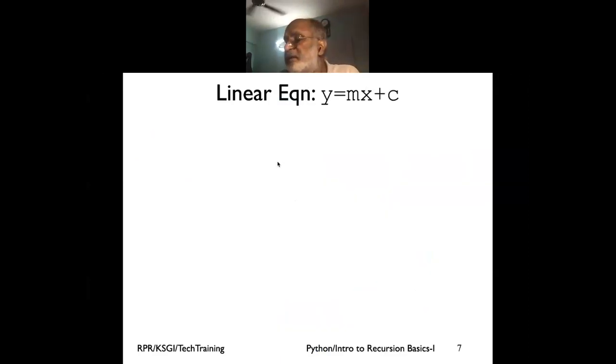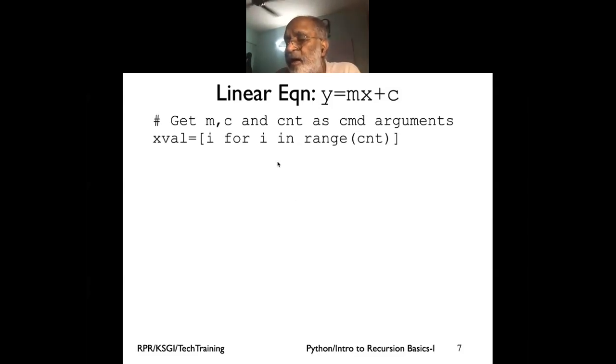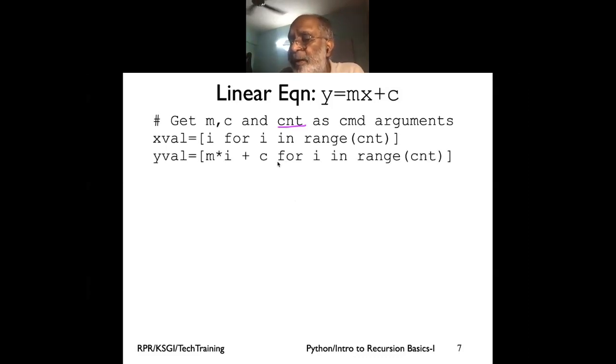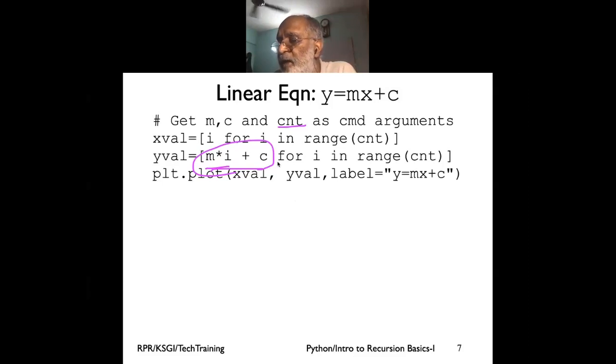Let's say I want to write a generic equation where M, C, and the number of points are command line arguments. So I would say for how many points I want to plot, that's my input. And I say I for I in range, and then my y value would be M star I plus C. These are my y values. And then I basically plot a graph.